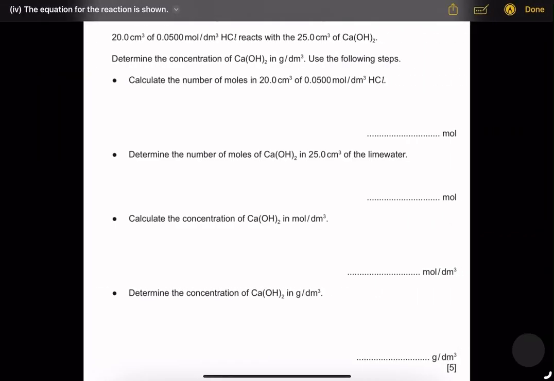We have to calculate the number of moles in 20 cm cube of 0.05 mole per dm cube HCl. So we'll convert this cm cube to dm cube first, which is equal to 0.02 dm cube. n is going to be equal to 0.05 times 0.02, that is 0.001.